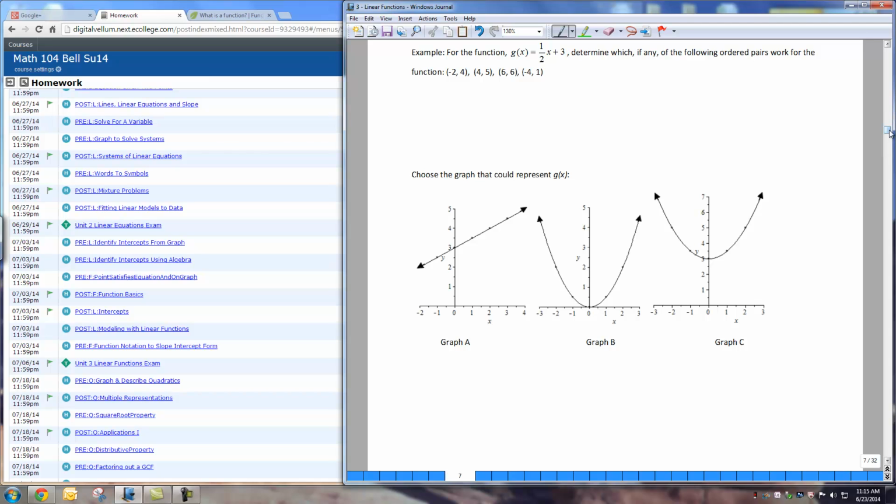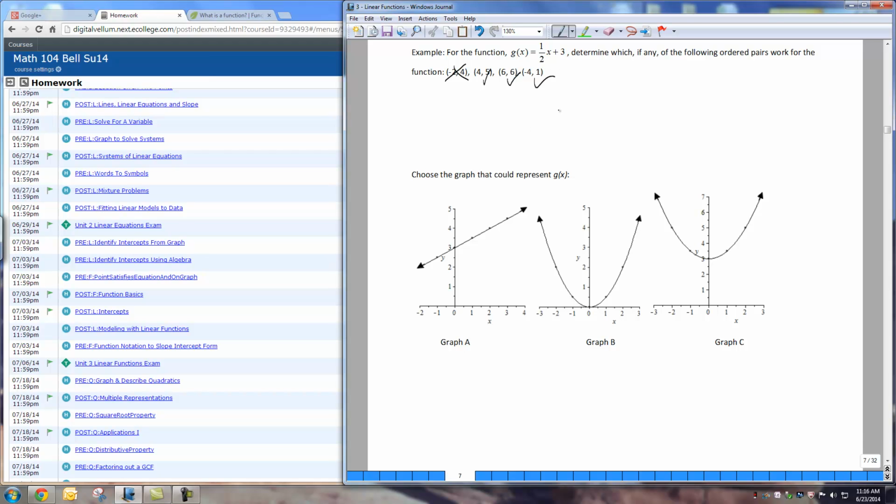Same thing. Let's look at another one. Negative 2 comma 4. When I plug in negative 2, that gives me negative 1. Negative 1 plus 3 is not 4. It can't be that point. When I plug in 4, 1 half of 4 is 2. 2 plus 3 is 5. That point does satisfy. What about 6? 1 half of 6 is 3. 3 plus 3 is 6. What about when I plug in negative 4? Negative 4 divided in half is negative 2. Negative 2 plus 3 is positive 1. So all three of those points satisfy the equation.